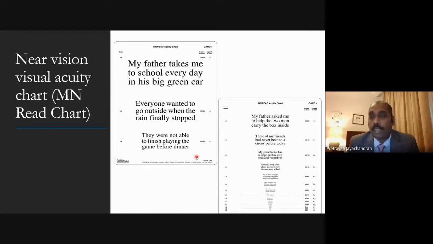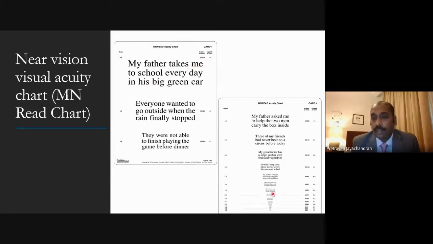For example, if you want to read a newspaper, you should have good reading ability, then it will be easy for you. For that purpose this read chart has been mentioned in the practice guideline of the American Occupational Therapy Association. You can use this read chart to identify the near visual acuity and also the reading ability of the person. This also has a range from 20 by 20 up to 20 by 400. You can see it here.